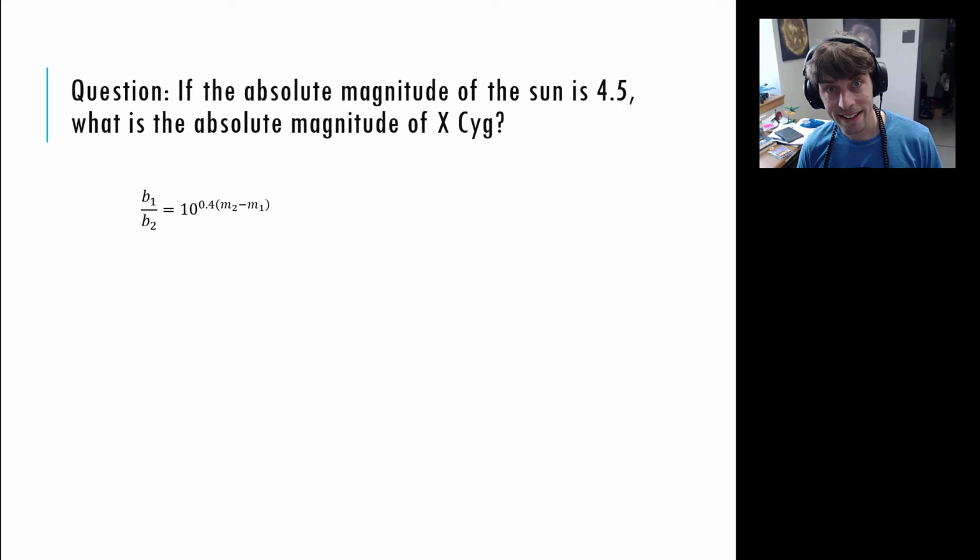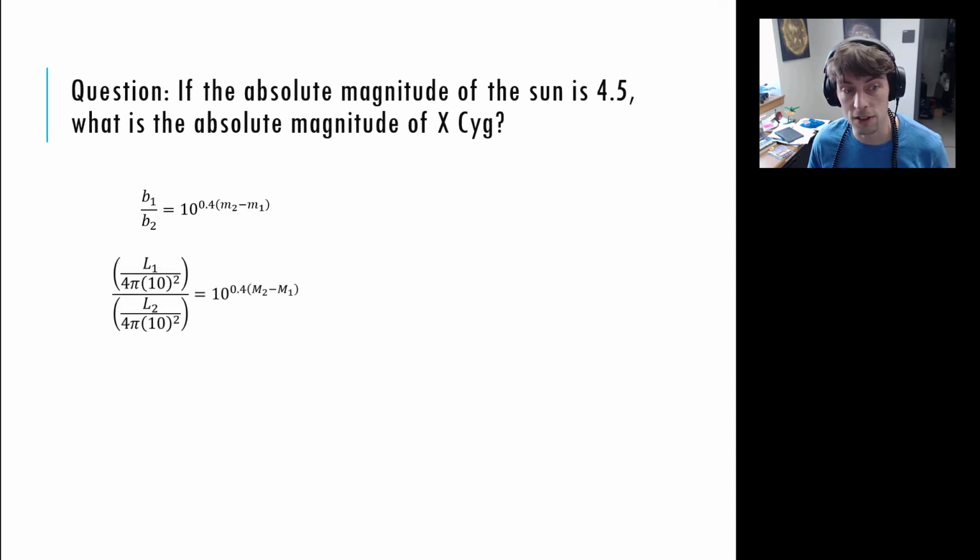Good? Sweet. Let's go at this then. The first thing that I'm going to do is, instead of using the brightness, express it in terms of luminosities, because I don't have the brightness of X Cyg. I have its luminosity right now. So let's go ahead and convert. I'm going to substitute in two expressions: the luminosity of star 1 and the luminosity of star 2. So that's why I have luminosity over 4 pi.